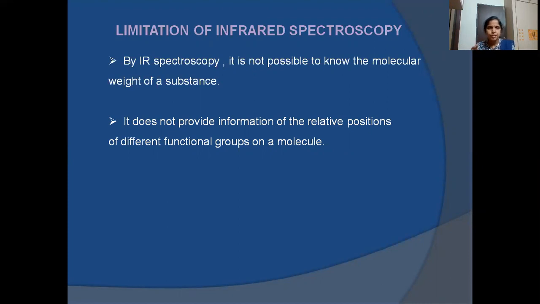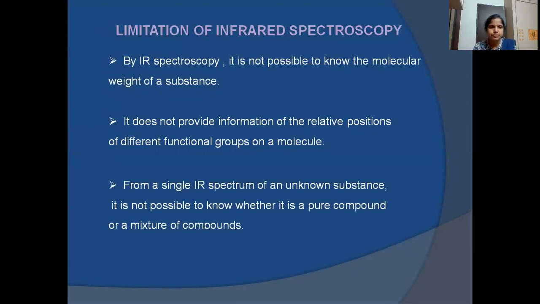Because to find out the exact structure of any unknown compound, what we need is we need all the spectra. That is, we have to study its IR spectra, UV spectra, mass spectra, as well as NMR spectra. Then by studying all the spectra, then only we can confirm the exact structure of the molecule.